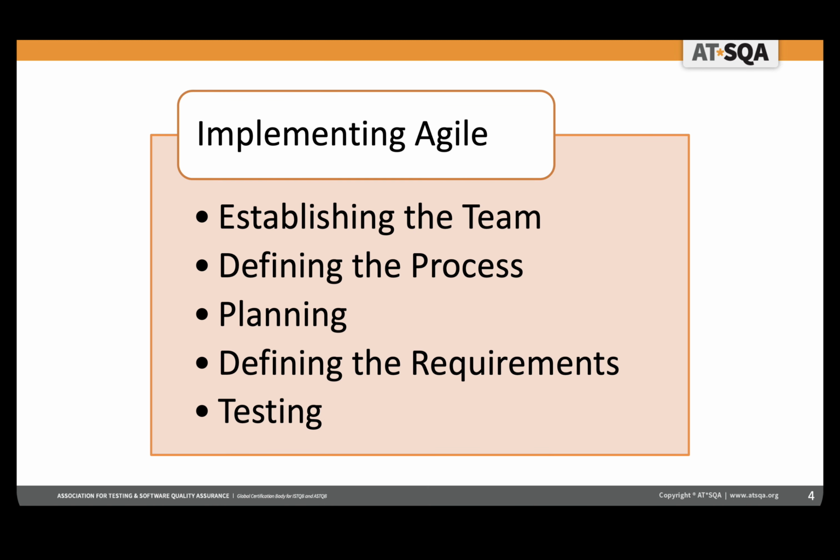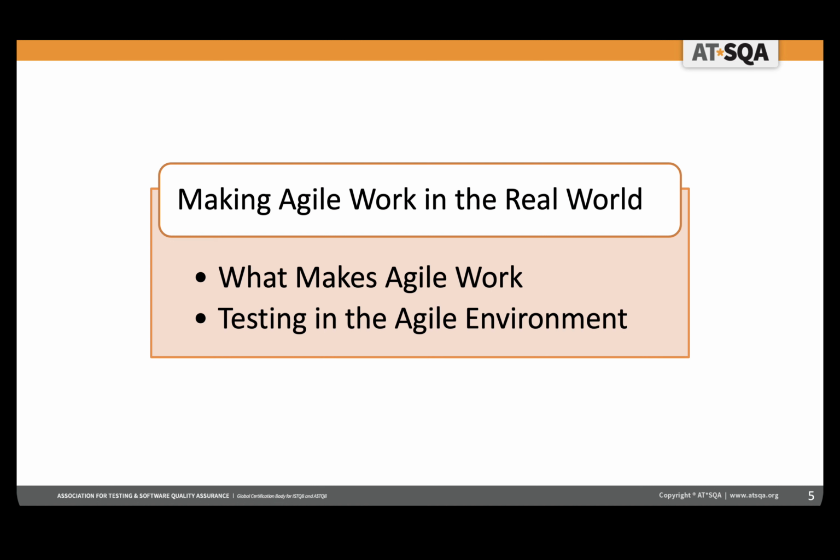The second micro-credential is about implementing Agile, so how to set up the team, how to define the processes, how to do the planning, release planning, sprint planning, etc. How to define the requirements, now requirements being features, epic stories, and a bit about how to do testing. And then in our third micro-credential, which we're introducing today with this webinar, how to make Agile work in the real world. So what does it really take to make Agile work? And then how do we test effectively in the Agile environment without really losing our minds and keeping track of things like slippages, defects, technical debt, all of the things that are the realities of the world that we really have to deal with as testers.